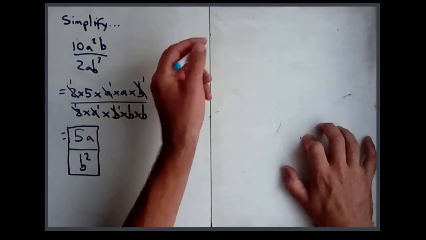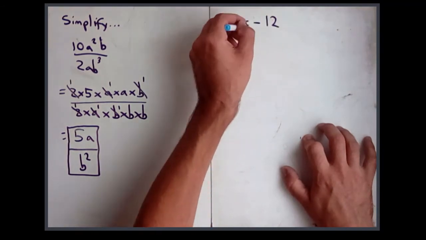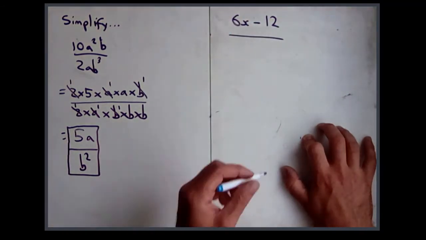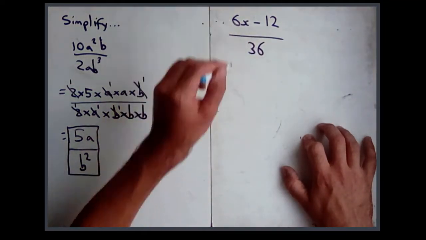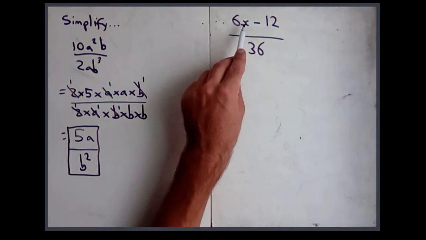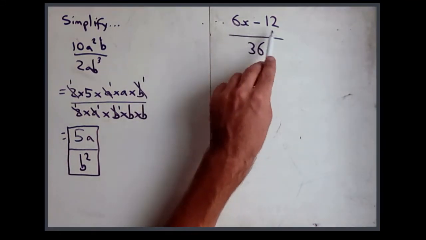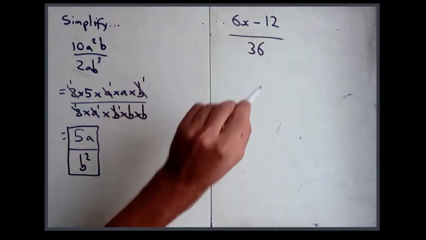Okay, a second one, 6x minus 12 over 36. Now this is different because we now actually have 3 terms. Remember I said terms are separated by plus signs or minus signs. So on the top you've got 6x, that's one term, minus 12 is another term, or you could say it's subtracting 12. But either way, you've got 1, 2, 3 terms.